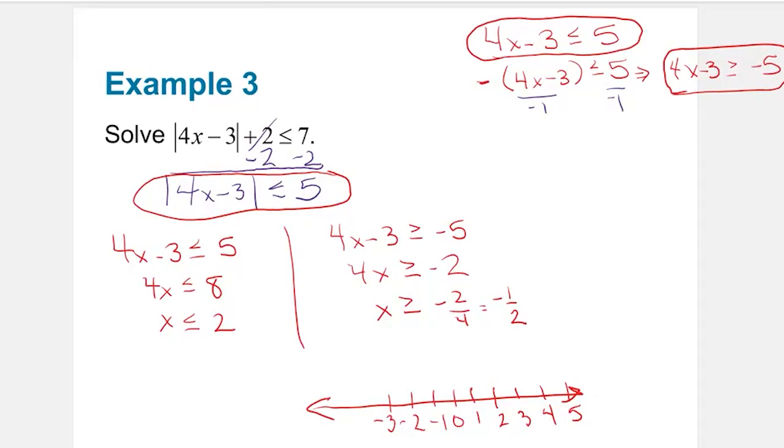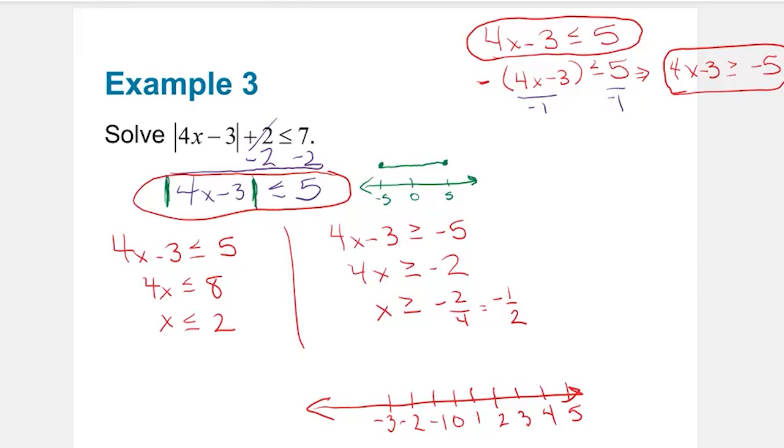If I were to graph the absolute value of 4x minus 3 is less than or equal to 5 on a number line, because it's less than or equal, we're closed on both ends. And that means the distance from 0 is smaller than 5. So it's got to be between these two values, right? So all I'm going to do here is change the outside values, but it's still coming between the two of them. Okay?